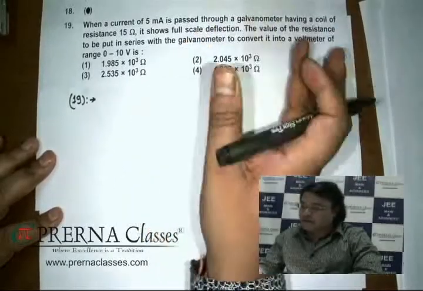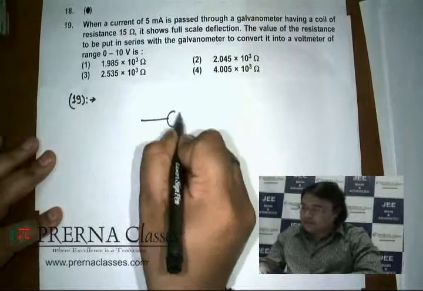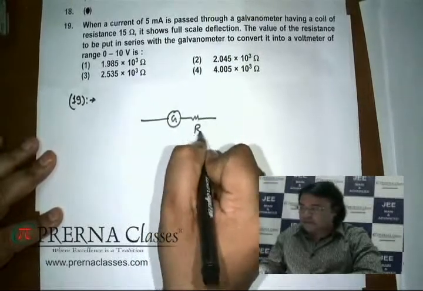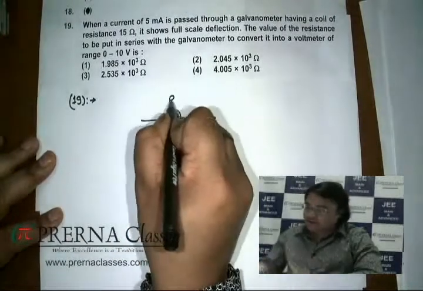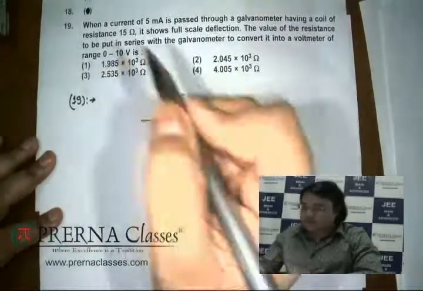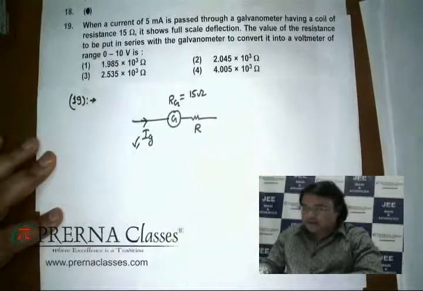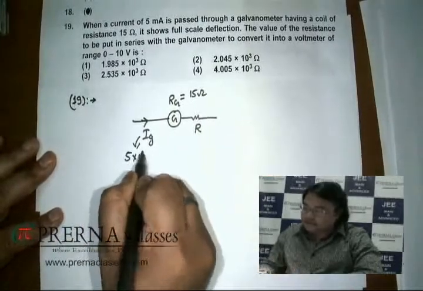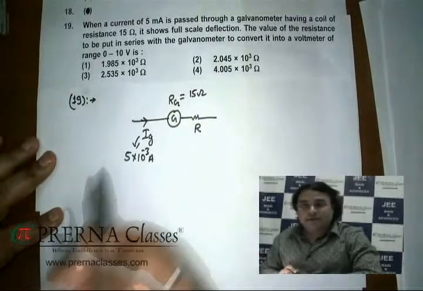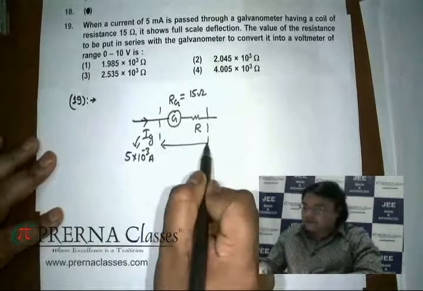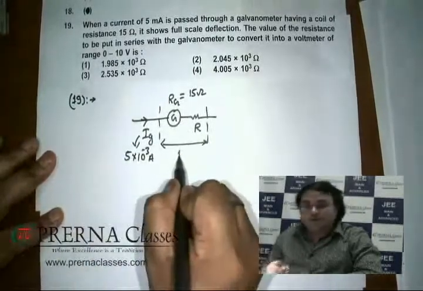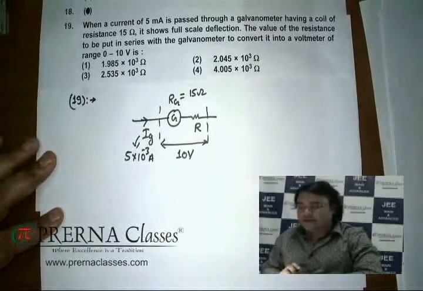Okay, next one, that means question number 19. It is based on electrical instruments, and basically the basic idea of conversion of a galvanometer into a voltmeter. To convert the galvanometer to a voltmeter, a large resistance is connected in series, and the galvanometer coil has some resistance, given here as 15 ohm. Now IG is also given here, and it is 5 milliampere, that means 5 into 10 to the power minus 3 ampere. Okay, and the desired voltmeter is of the range 0 to 10 volt. So that means the voltmeter voltage is this much.